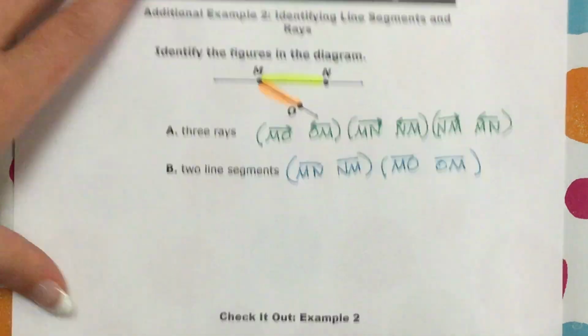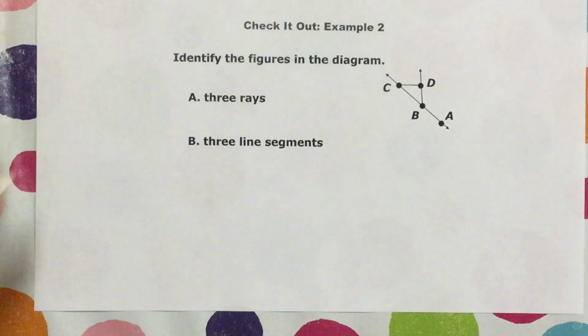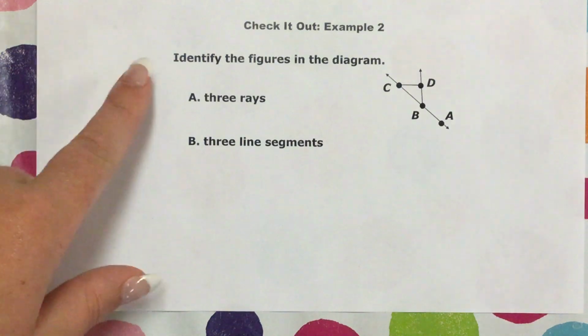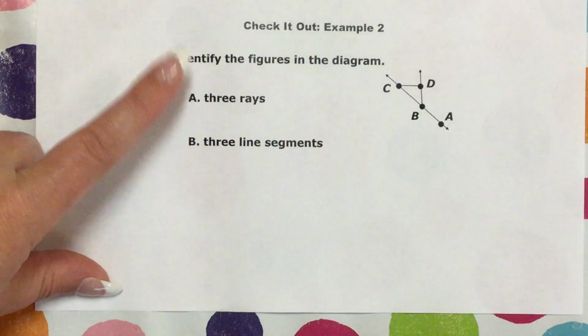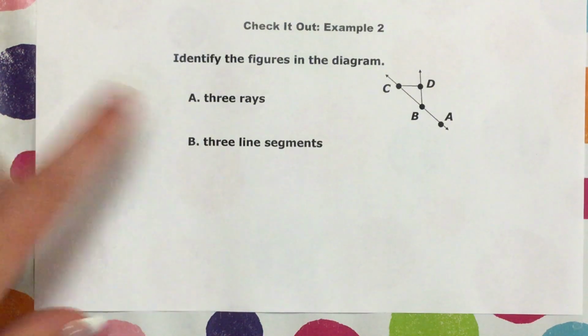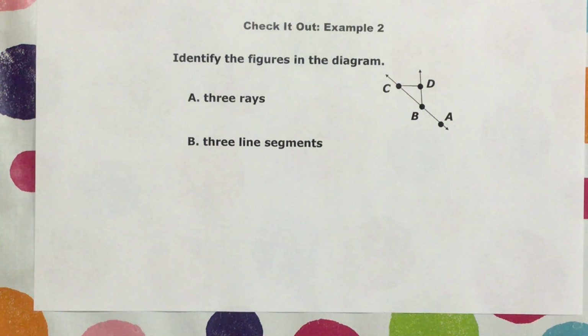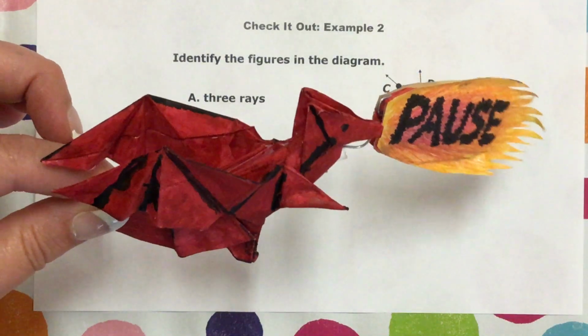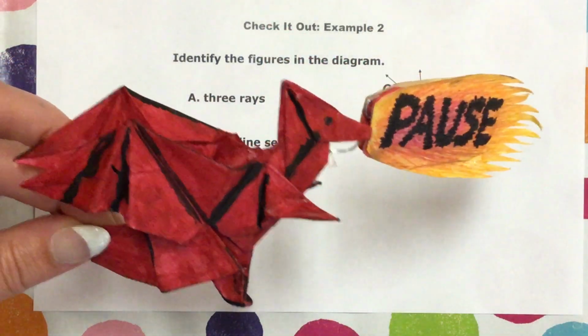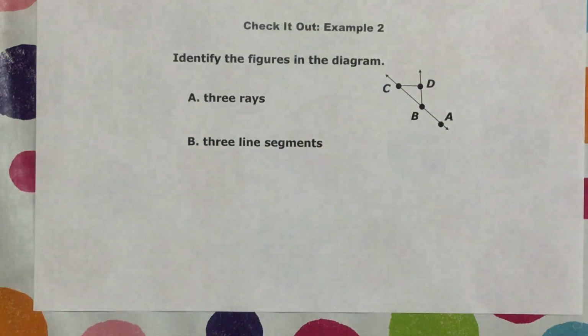So now it is your time to check it out. So check it out, example two. I want you to go ahead and identify the figures in the diagram. Now we're using this diagram. You're gonna go ahead and write down three rays and three line segments. So where's our friend? Oh, here's the pause dragon, reminding you it's time to pause, work out those two problems, and then press play and we'll see how you did. All right, see you in a bit.